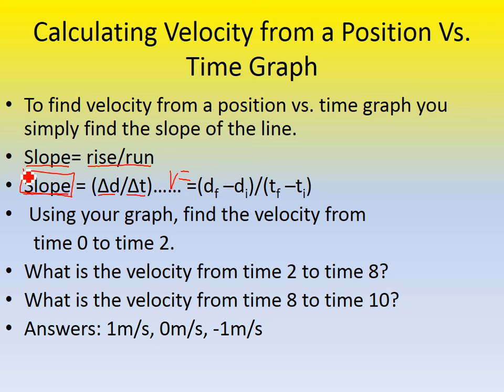Okay, we used the graph. We found the velocity from 1 to 2 seconds. That was 1 meter per second. We also did the velocity from 2 to 8 seconds. We found that was 0 meters per second. And then from 8 to 10 seconds is a negative, minus 1 meter per second. So yeah, we did get all the answers correct. So good job.